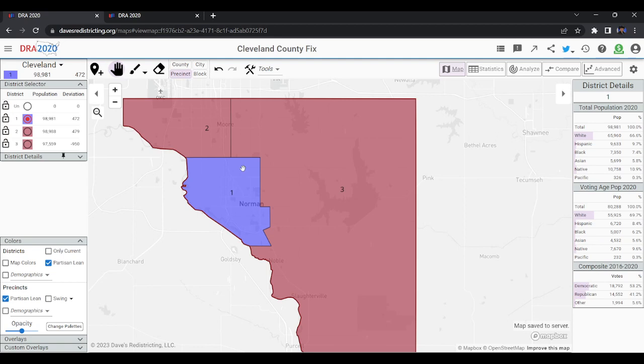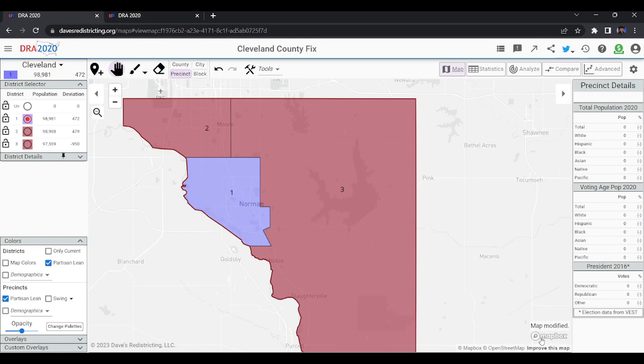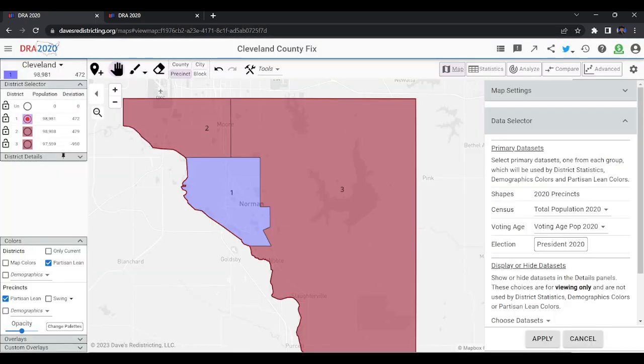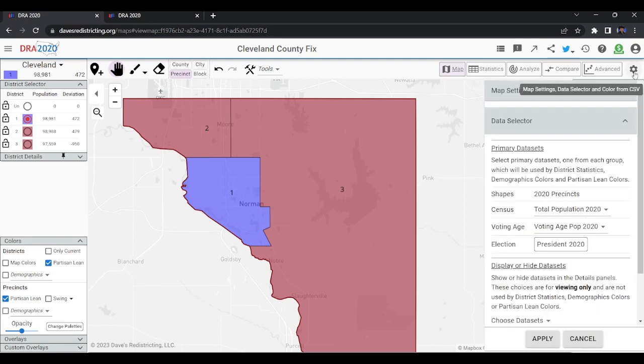It's only D plus 12, and if you go down ballot in Cleveland County, it tends to get redder. And this is just looking at top of the ballot results in most cases. So it might be fairly competitive. If we switch here to, let's say, President 2016, we can see that, well, it's only D plus 9. So it's not even drawn to really disadvantage the Republicans. But anyway, that's just my take on this.